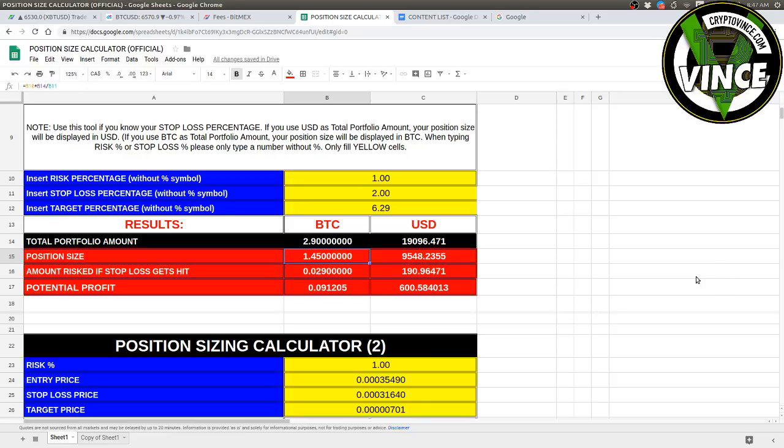1.45 BTC. Okay, so my total portfolio amount is 2.9. I can use for this position 1.49 BTC, which is a massive amount, right? If you guys can see, it's almost half of my total portfolio. So that's a huge position size, but that's fine, because if I put my stop loss just 2% down, that's what I'm gonna lose, right? I'm gonna use 1% of my total portfolio.